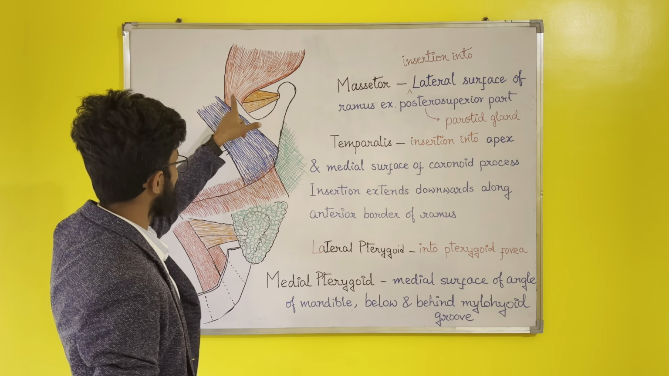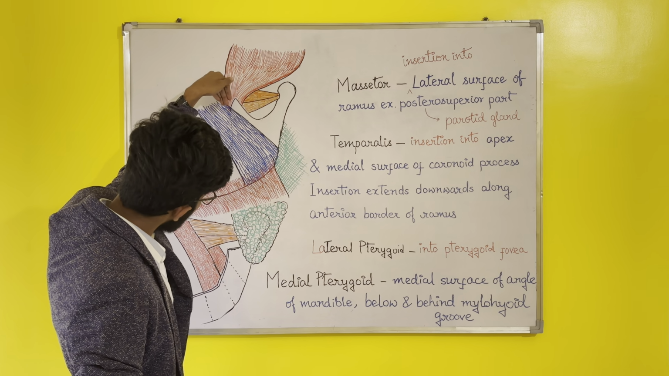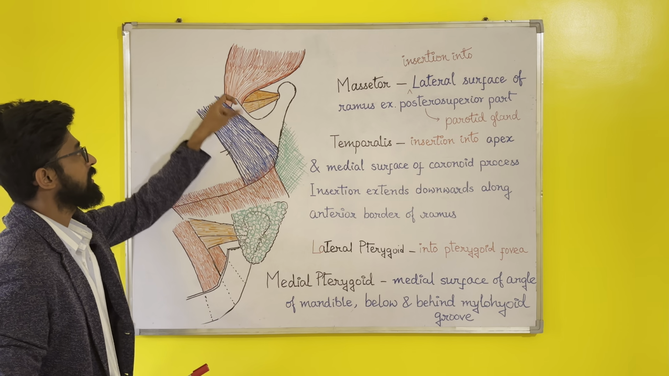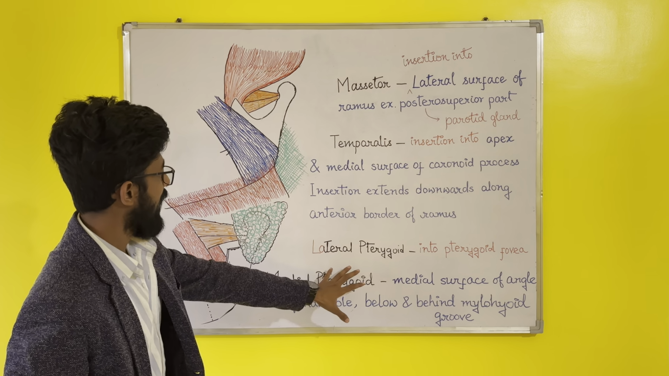Okay, the attachment, the insertion, is on the medial surface, not on the outer surface, on the inner surface. You can see it here. It is inside the coronoid process.